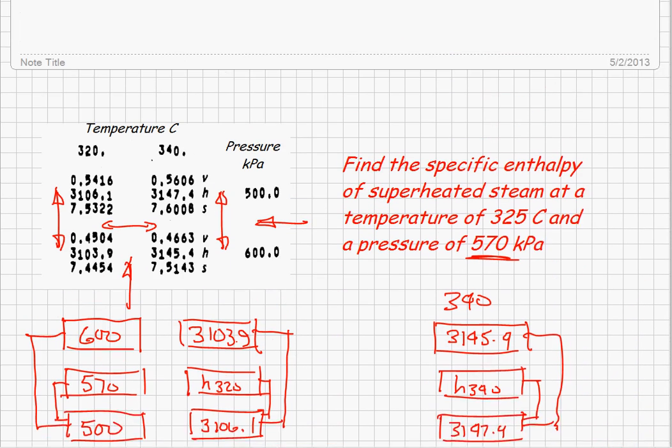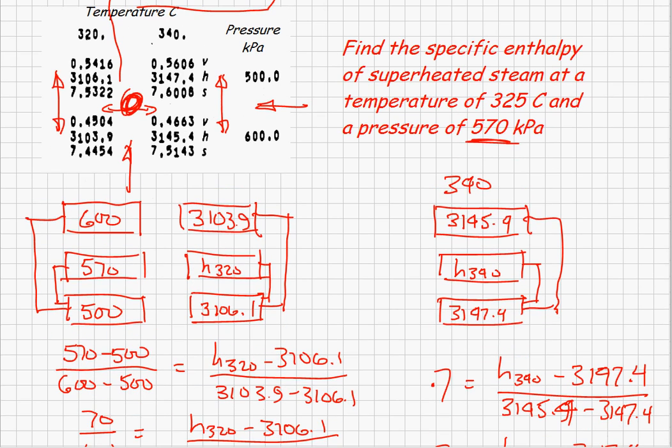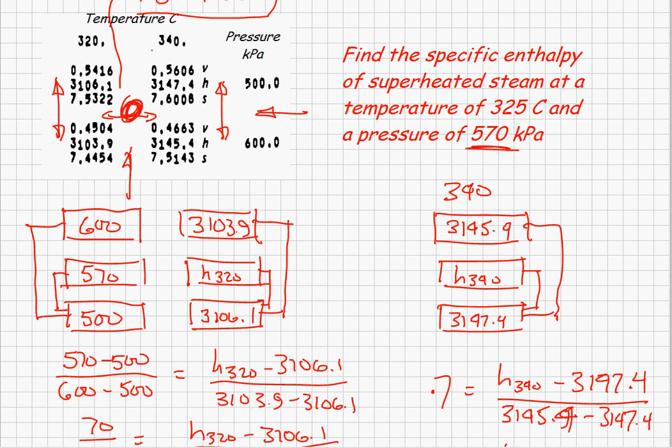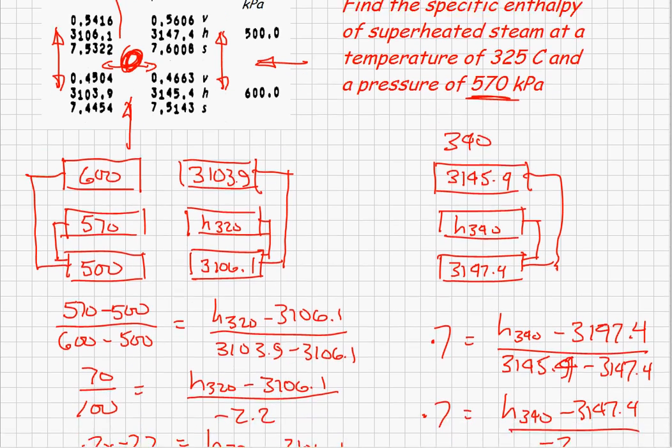All right, so I have 3114.95. Let's go back up and see if this makes sense. If I look at this, it should be in here somewhere. It should be larger than both of those numbers, smaller than both of those numbers, somewhere in the middle here, and it's looking very good, so I like that answer. So there's double interpolation of the superheated steam tables to get an intermediate value between temperatures and between pressures.